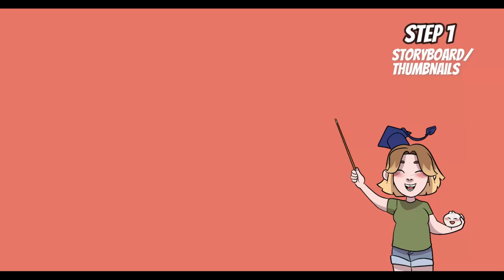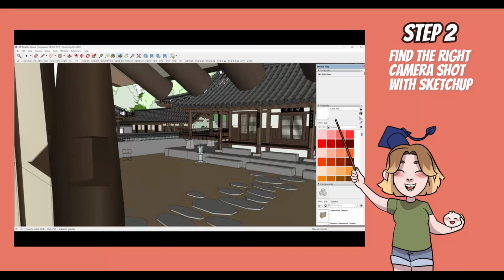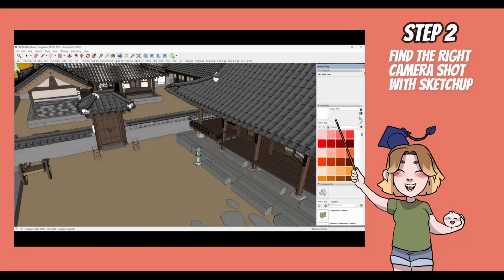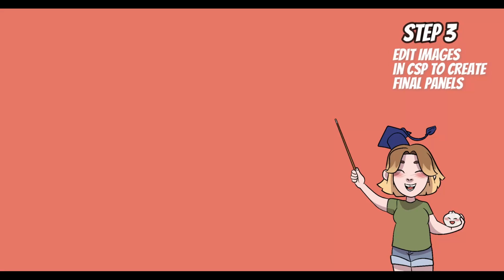I'll first be going over how I create storyboards or thumbnails for an episode with 3D models in mind in Clip Studio Paint EX. Then we'll switch over to Sketchup, where I'll show you how to utilize that software with 3D backgrounds to create background images for my panels. Then I'll bring those images back into Clip Studio Paint where I'll edit them and get them ready to use in my episode.